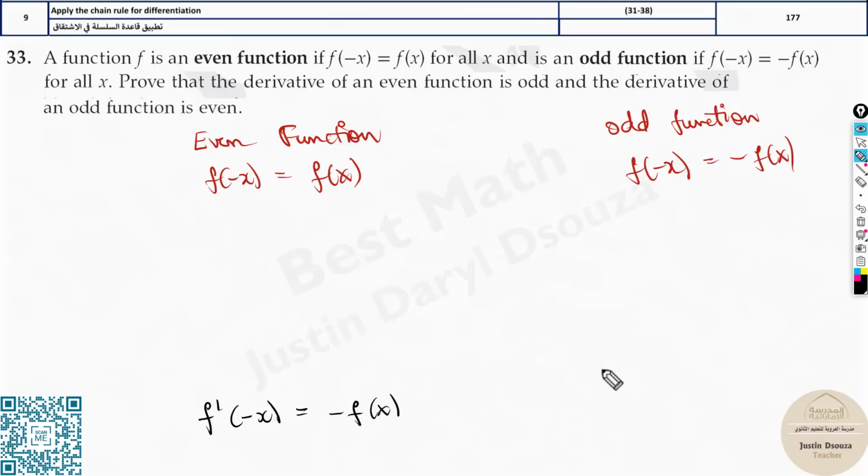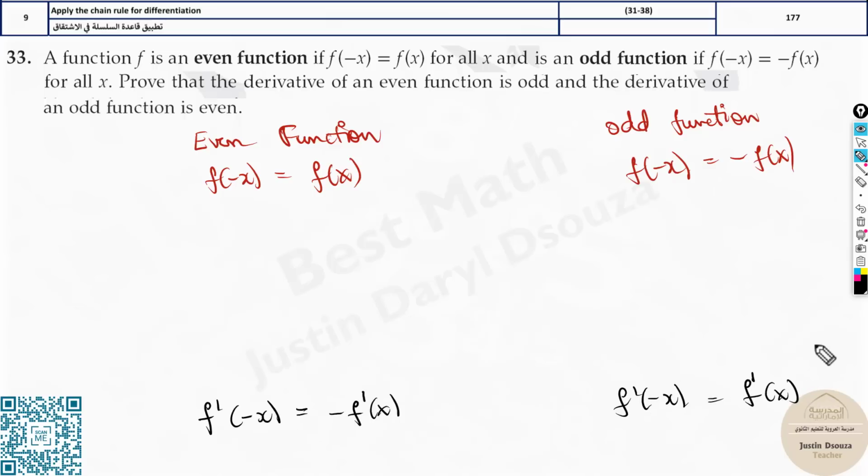Whereas if we derive the odd function, we must get an even function. That means the minus sign is dissolved. Okay, so this is the condition. Now here one thing is missing. Sorry, I missed one thing. Derive both the sides. Now derivation of even function must be odd and derivation of odd function must be even. This is the condition they have specified to us.